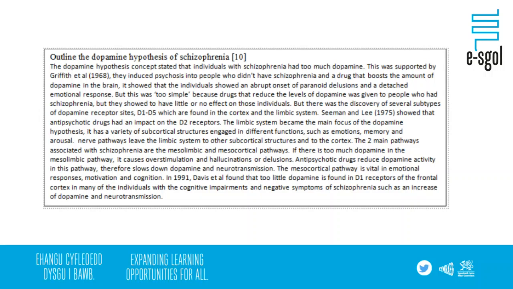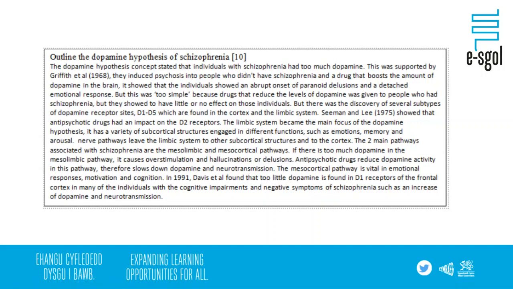But this was too simple because drugs that reduced the levels of dopamine were given to people who had schizophrenia, but they showed to have little or no effect on those individuals. So that reads a little bit muddled, okay? We want to know that Griffith et al.